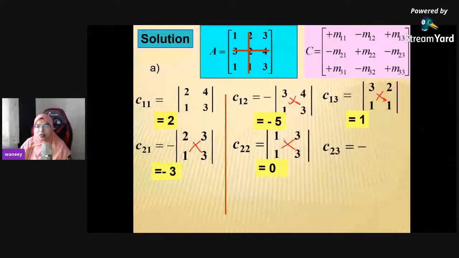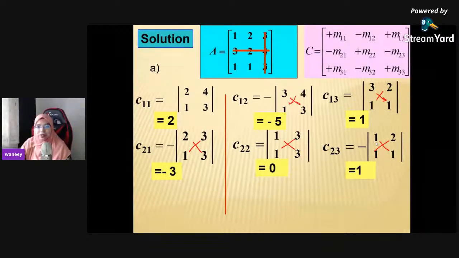And then C23, with the minus sign, deleting second row, third column: 1, 2, 1, 1. So AD minus BC, A times D minus B times C, so 1 times 1 minus 2 times 1. And then don't forget the multiplication by negative 1. So we are supposed to get 1.